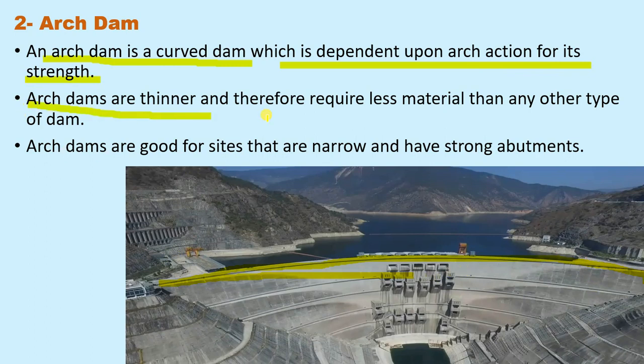Arc dams are thinner, therefore require less material than any other type of dam. Arc dams are good for sites that are narrow and have a strong abutment, meaning there is a strong force from the back side and the opening is very narrow. In such places arc dams can be constructed easily, and afterward the water is released in a controlled way, which can be seen here in this phase.